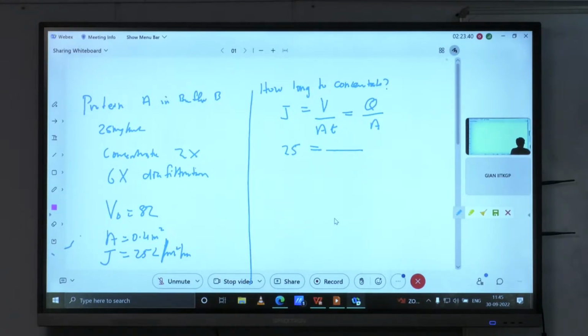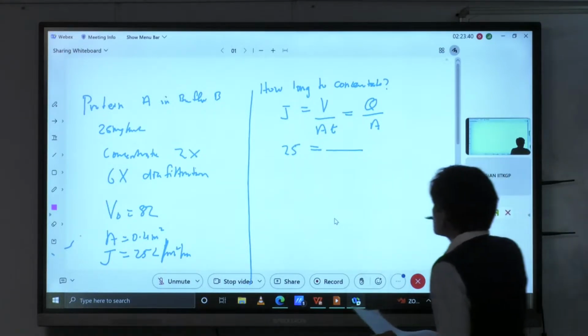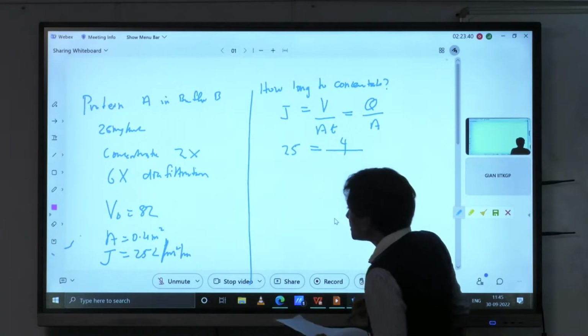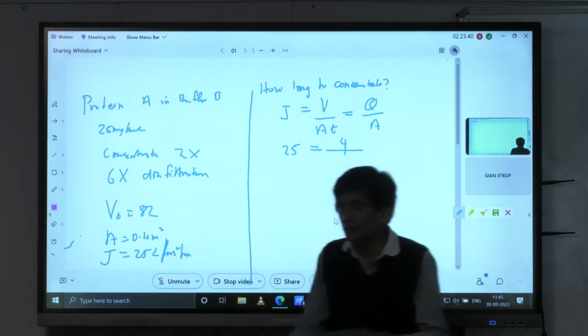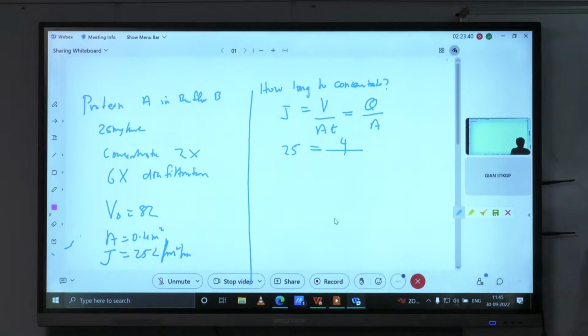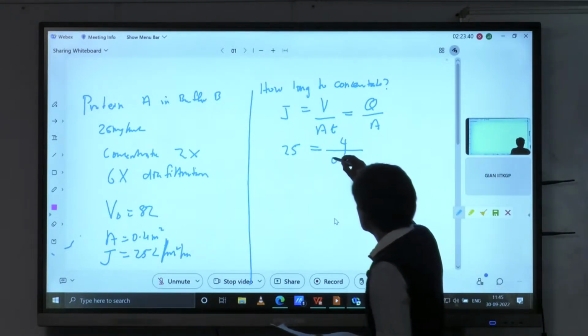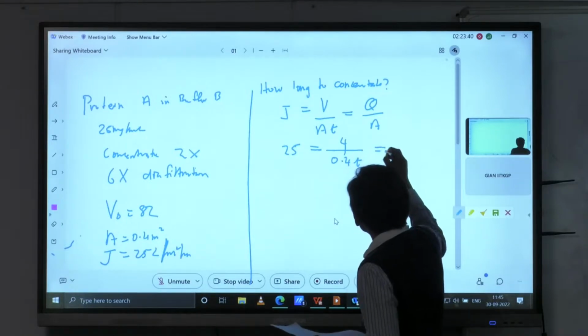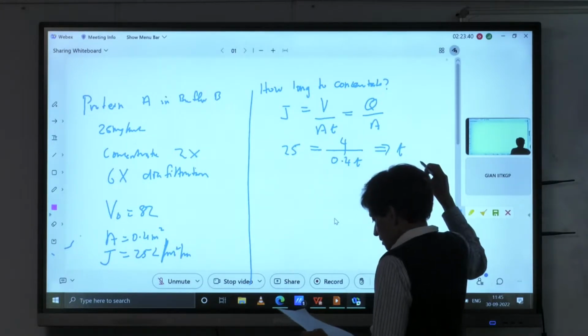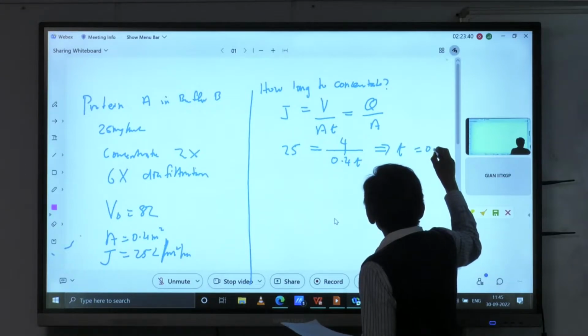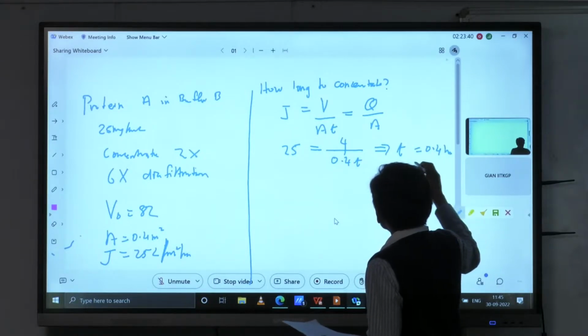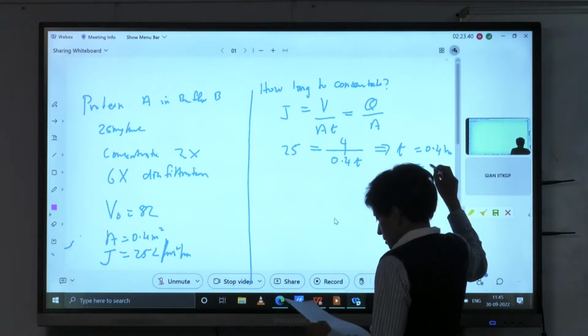Sorry? 4 liters, good, very good. The volume is 4 liters, that's easy, right? That's the amount of permeate. You start off with 8 liters, you're going to double the concentration, you want to take out 4 liters. That's the permeate, okay? It's not the feed volume, it's the permeate volume, good. And the membrane surface area is what? Good. Divided by 0.4, multiplied by T, therefore T is very easy, that equals 0.4 hours, which is equal to 24 minutes.